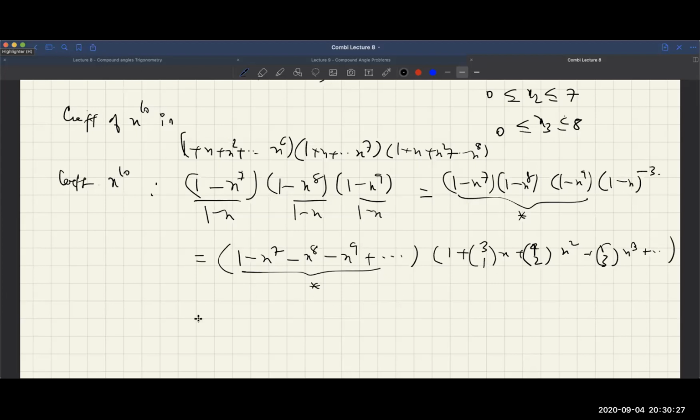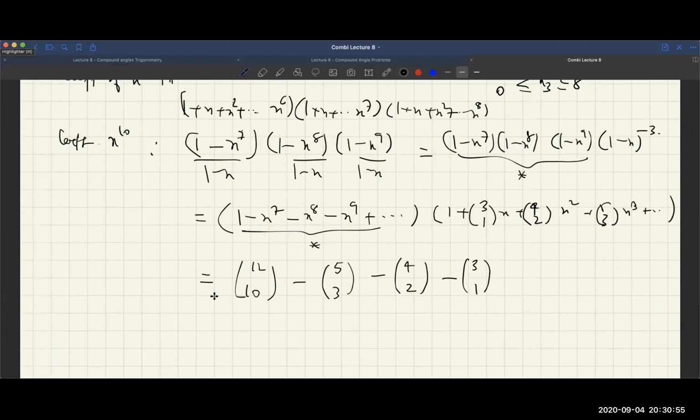Now 1 will combine with what? 1 will combine with x raised to 10. So if it is 10, then what is the number we get? Difference is 2 here, so it will be 12. Okay, that will get multiplied with 1. Then x raised to 7 will get multiplied with 3, so it will be 5 choose 3. X raised to 8 will get multiplied with 2. That will be 4 choose 2. And the last term will get multiplied with 1, which is 3 choose 1. Okay, so this is the number which we get.